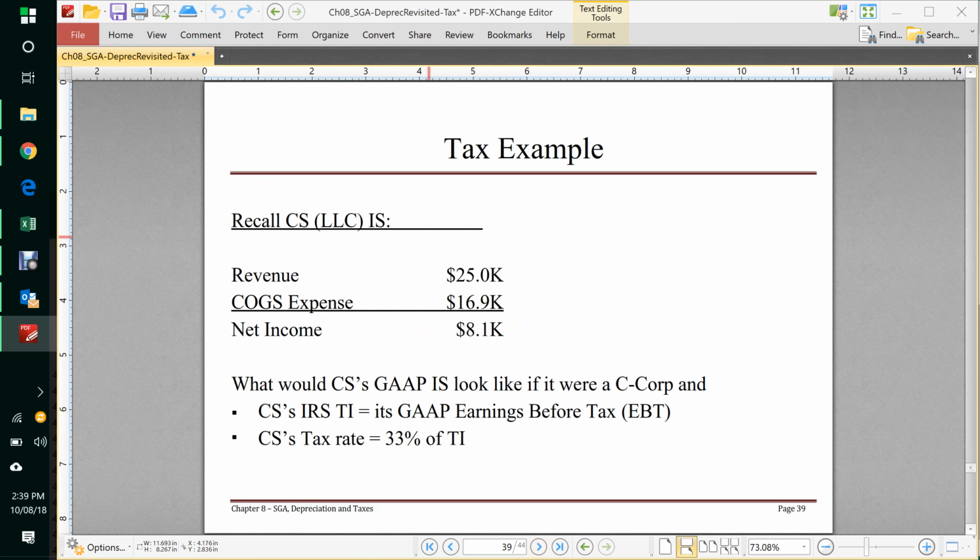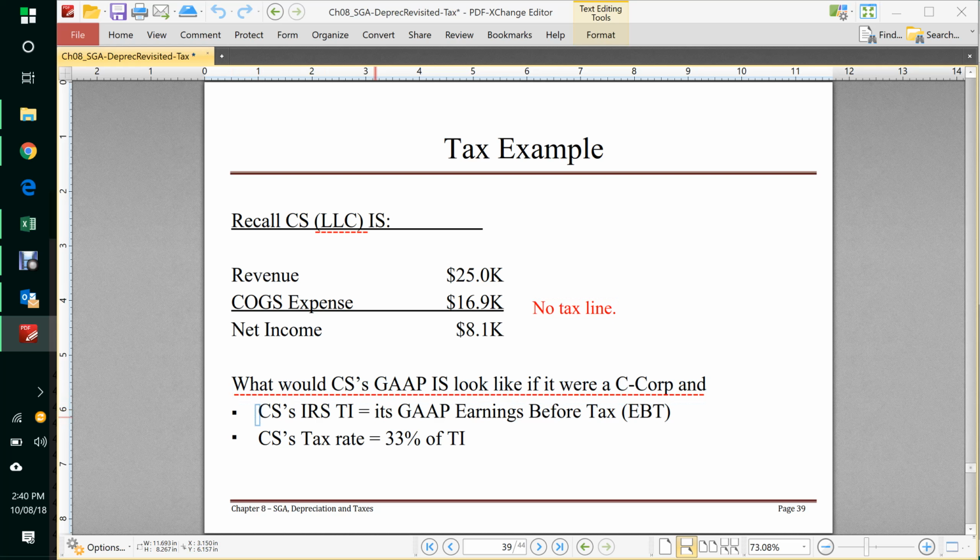Okay. And so here's an example. Let's look at Container Space's income statement. And remember, they are an LLC, so they do not pay income tax at the corporate level. So their income statement is very similar, simple: some revenue, some expense, net income, no tax line. Okay, and so the question is, what would Container Space's GAAP income statement look like if it were a C Corp?